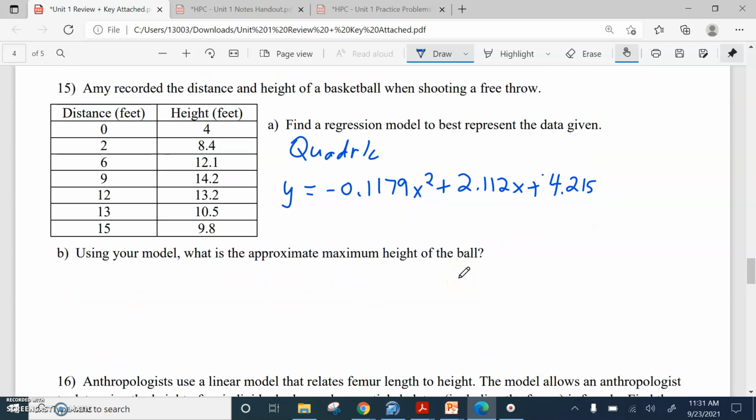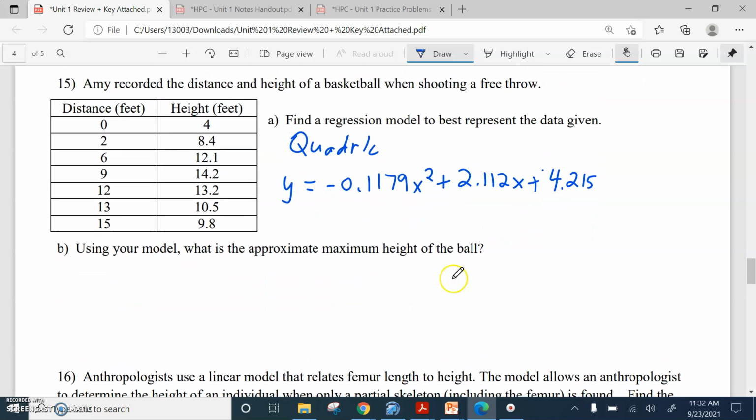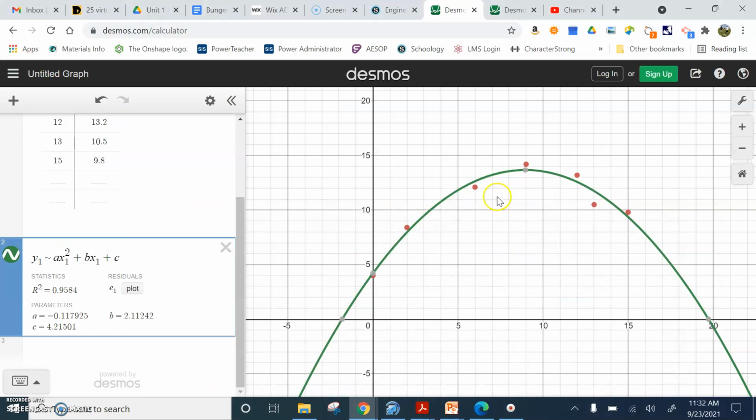Now in B, we're going to be asked to apply that equation for another point of data that we don't have numbers for. So here it's saying, what is the approximate max height? In that case, we take our graph, and actually if you look at it, Desmos is really kind to us, and it's like, hey, you're probably going to want to know this peak at some point, so here it is.